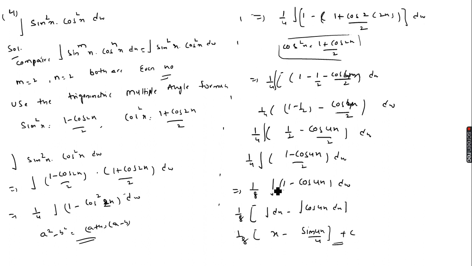We get 1 by 8 into integral of 1 minus cos 4x, and we separate this integral, integration of dx minus integration of cos 4x into dx. Integration of dx is nothing but x, and integration of cos 4x is nothing but sin 4x by 4. So therefore we write integration of dx equal to x, integration of cos 4x nothing but sin 4x by 4.